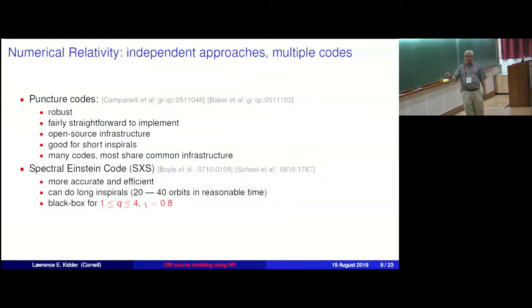And then there's the code that was written by our large collaboration called the Spectral Einstein code, which uses a method which is more accurate and efficient and can do longer inspirals, 20 to 40 orbits in a reasonable time, where reasonable time is on weeks. And we've done a few simulations that have actually gone over 100 orbits. Our code is pretty much black box by now for mass ratios between 1 and 4 and dimensionless spins less than 0.8. That means we can run a large number of these simulations automatically.